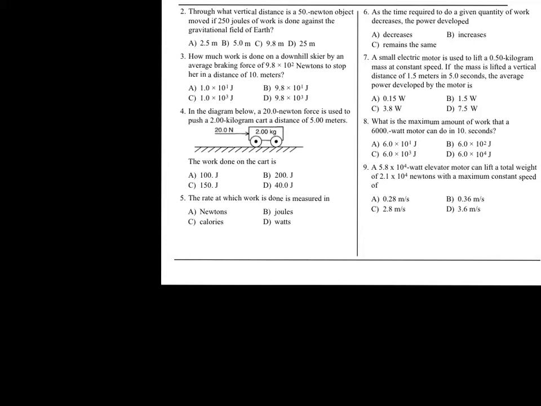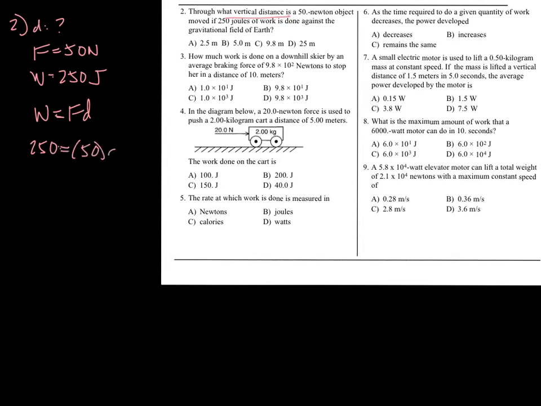Alright, number 2. Through what vertical distance, so we don't know what D is, they gave us the force of 50 newtons and the work of 250 joules. So work is equal to force times distance. You find that 250 equals 50 times D. D is equal to 5 meters. B.